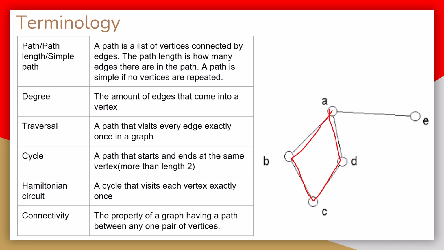So now let's do something pretty interesting, Hamiltonian circuits. A Hamiltonian circuit is a cycle that visits each vertex exactly once. So basically it's a cycle, so it has to start at one vertex.